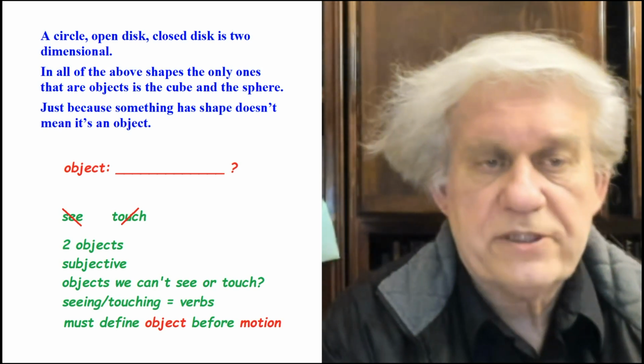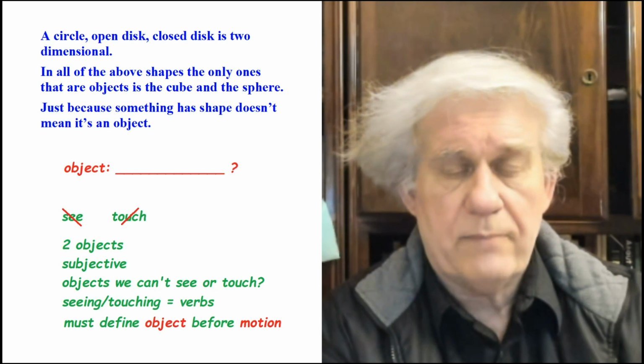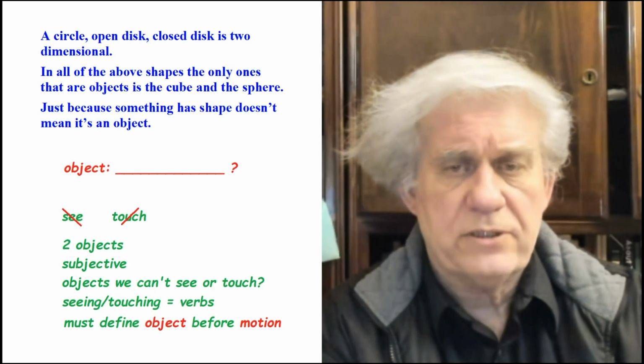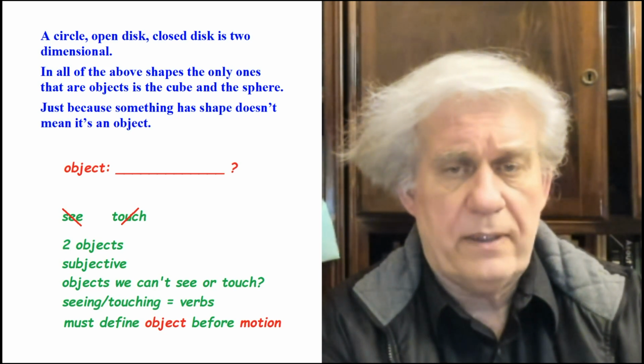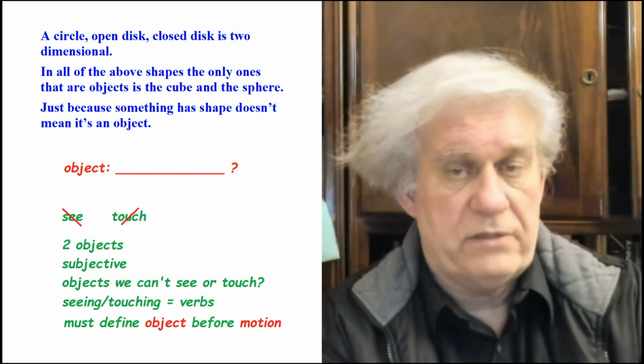In all of the above shapes, the only ones that are objects is the cube and the sphere. And I'm wondering why, because he defined it as that which you can touch or see. You can't see an ideal cube, you cannot see an ideal sphere, and that's what the word cube and sphere refer to.